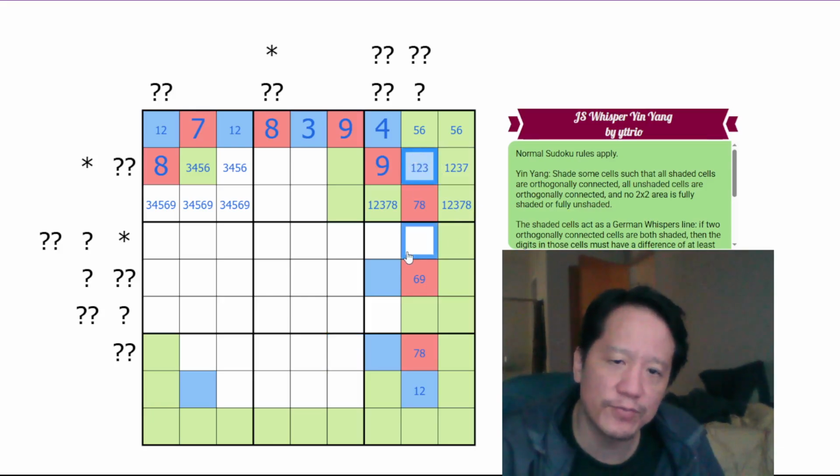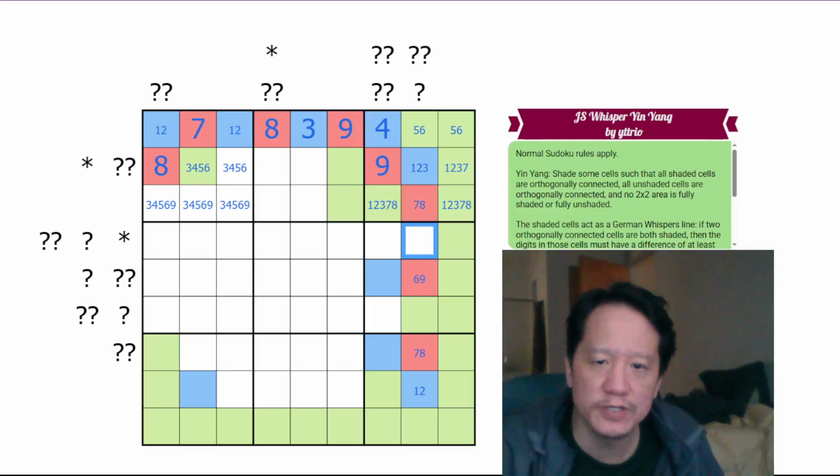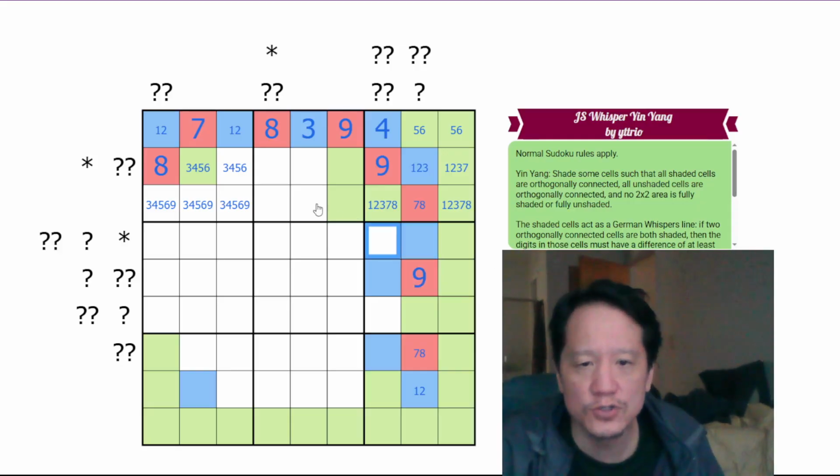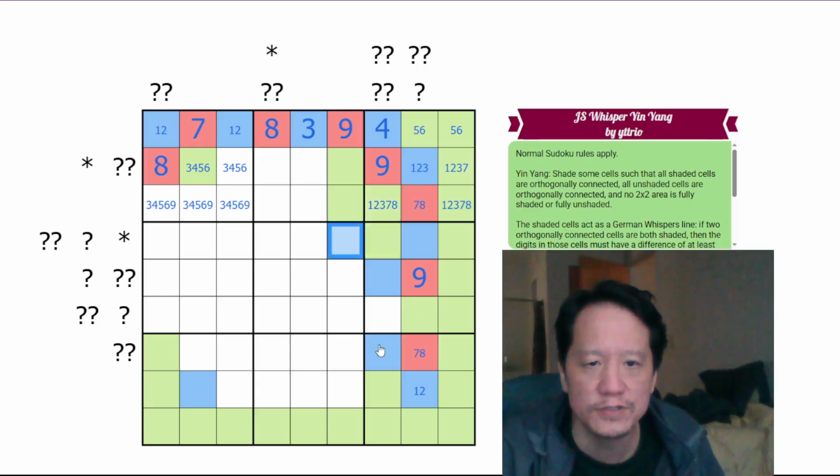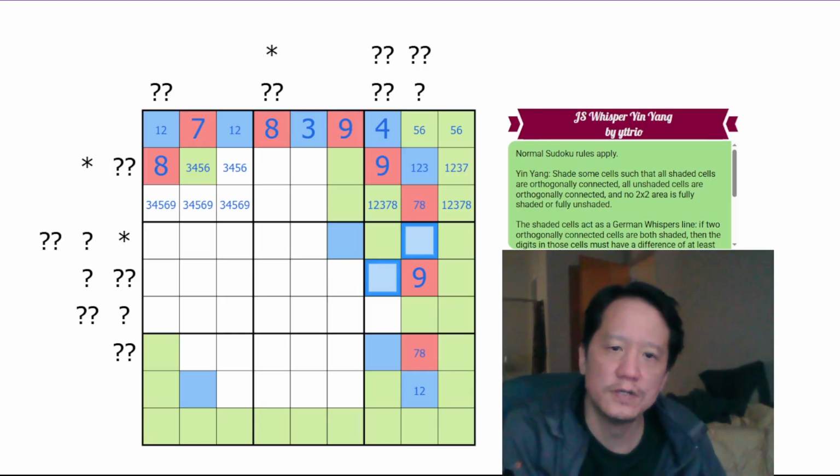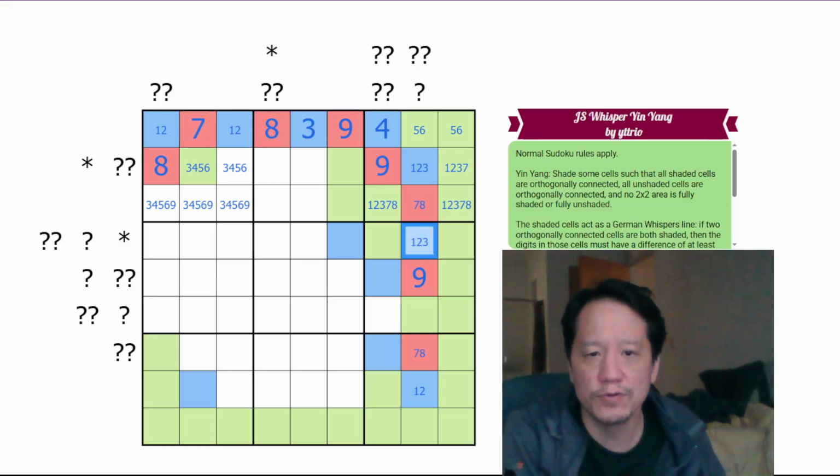This is not 3 unique digits, so this has to be connected there. Therefore, it's connected to 2 unique digits. Therefore, this is 9. This is a 2x2 area that is all shaded. That is 3 shaded, so this cannot be shaded. That's unshaded. 2x2 area that has 3 unshaded, so this is shaded, and it's blue. So these are connected. This is connected to 2 unique digits, 1, 2, and 3.